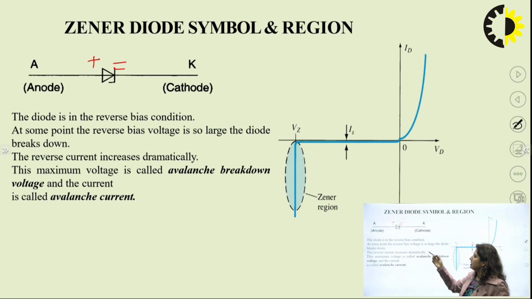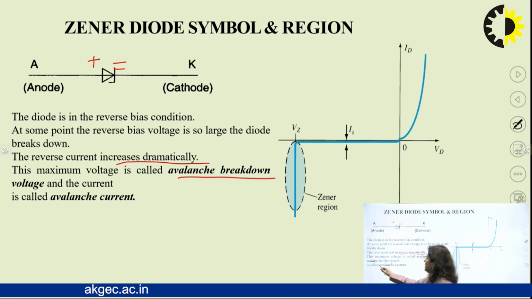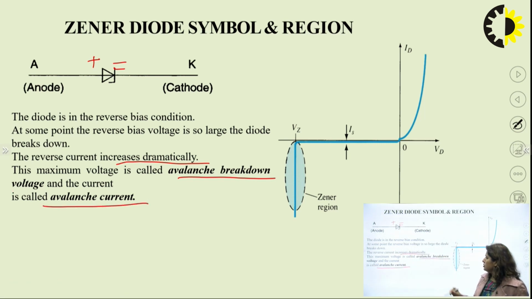When the diode is in the reverse bias condition, at some point the reverse bias voltage is so large that the diode basically breaks and the reverse current increases dramatically. This maximum voltage at which the diode breaks, or there is a sharp increase in the current, is known as avalanche breakdown voltage, and the current is also known as avalanche current. This is an important part, which is avalanche. Sometimes it will be asked what is avalanche breakdown voltage and what is avalanche current.